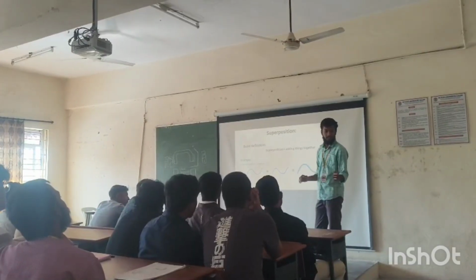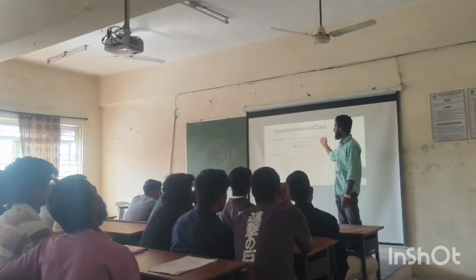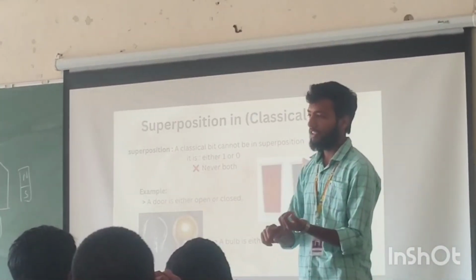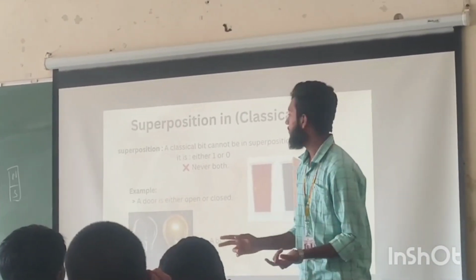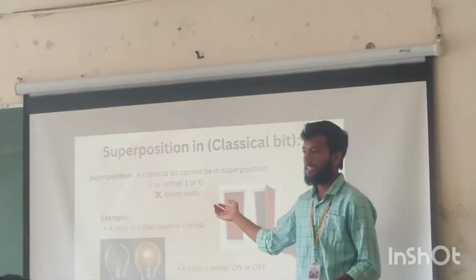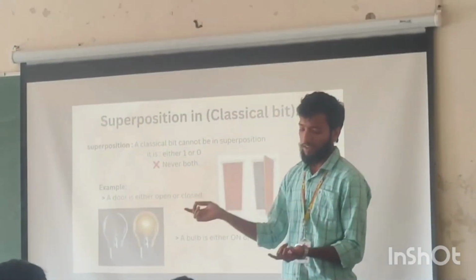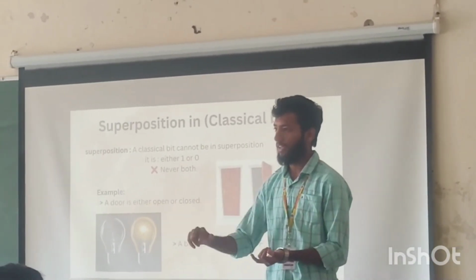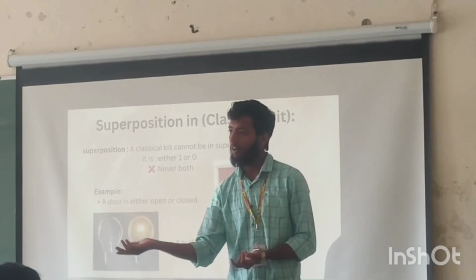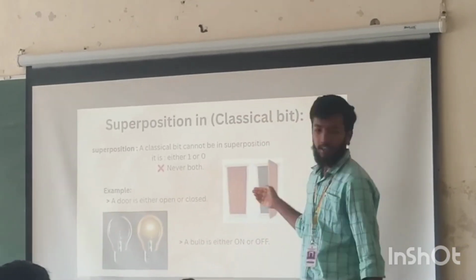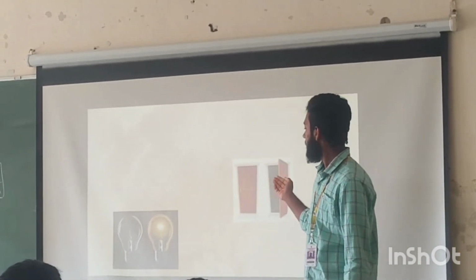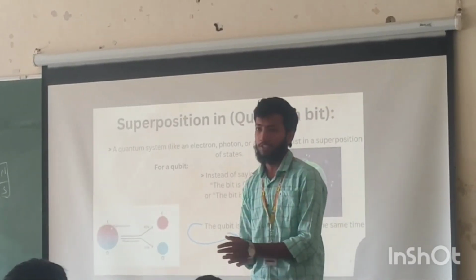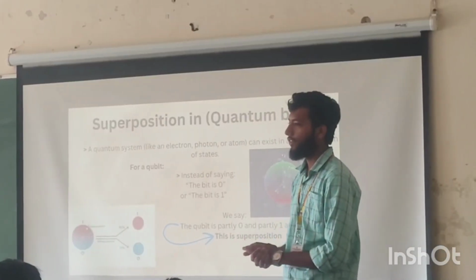Now we will understand this in classical physics. There is no superposition in classical physics because it has only two values, either 0 or 1. There is no combination. Therefore, superposition will not exhibit in classical physics. Either the door will open or close, either 0 or 1. A bulb will be either off or on, like that. But in the case of quantum bits, they exhibit superposition because they have combinations of 0 and 1.